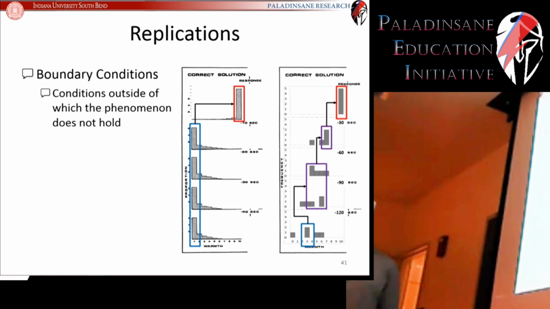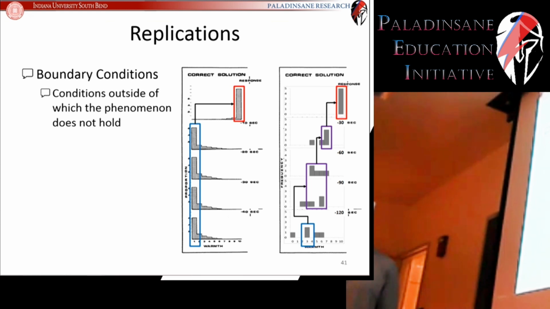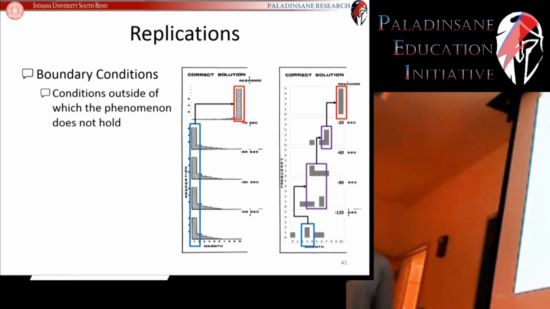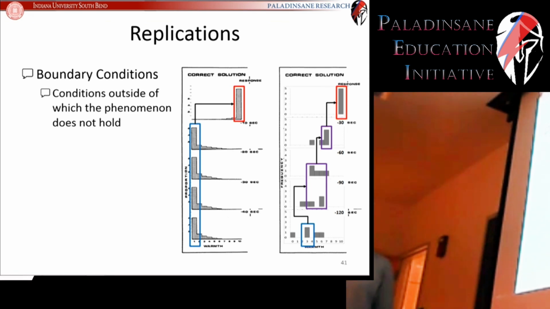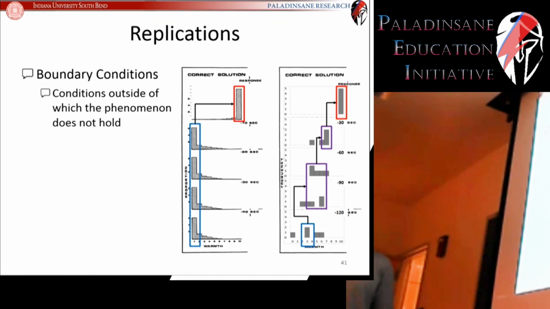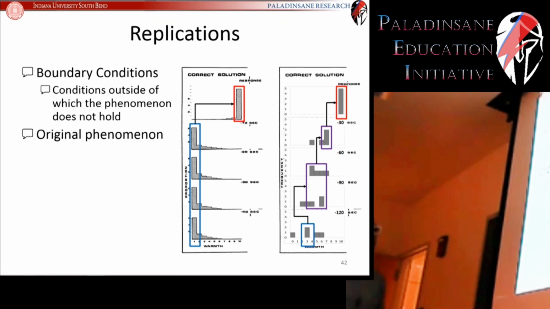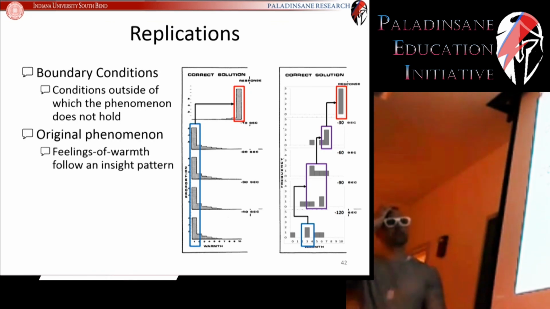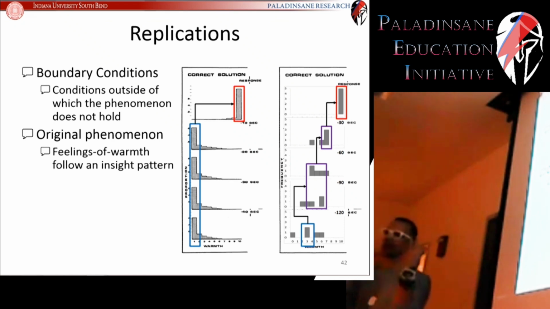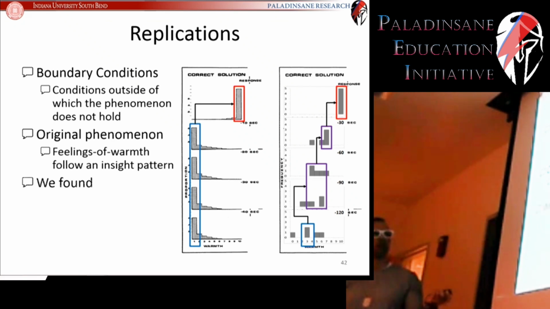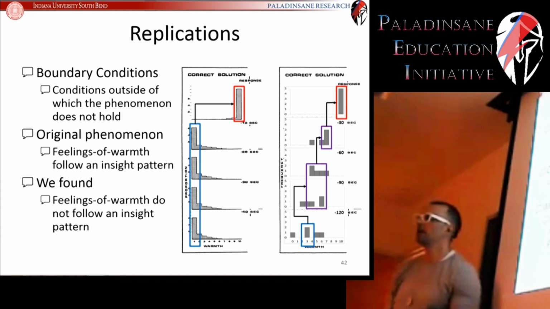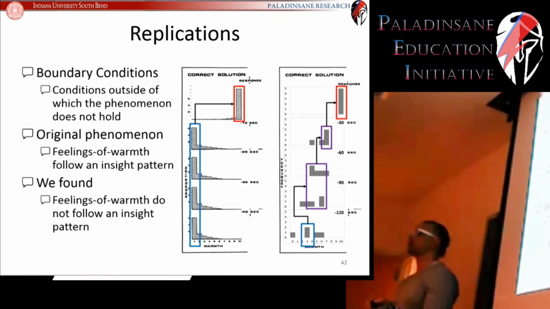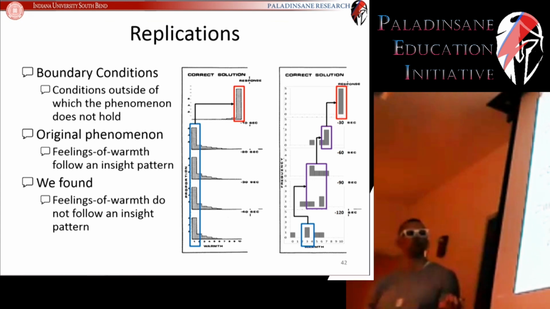That phenomenon did not occur in our experiment. We have gradual increases in feelings of knowing. So there's a condition that we crossed outside of which this phenomenon does not hold. So the question is, if the original phenomenon is that these feelings of warmth follow an insight pattern, and we found that the feelings of warmth do not follow an insight pattern, we must have crossed a boundary condition.